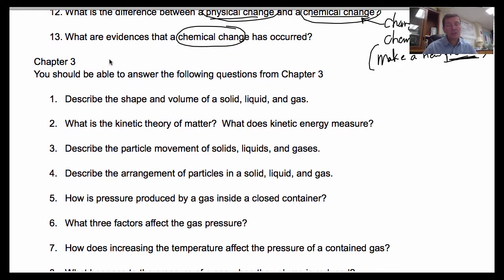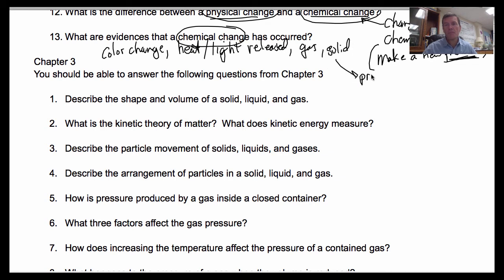What are some evidences? These aren't guarantees, but just possible evidence, hints that a chemical change has occurred. You might see a color change. You might see or feel heat given off, heat or light released. You might see gas, you might see bubbles produced. Or you might see a solid produced. We call that a precipitate. Those are evidences of a chemical change.